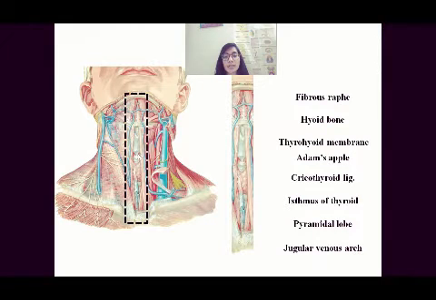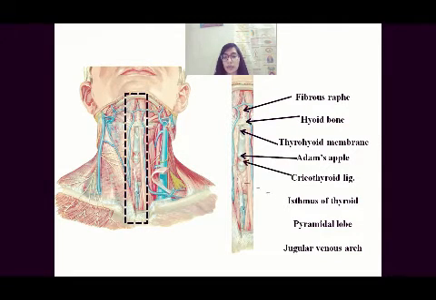Adam's apple is more increased in size during the age of puberty in males as compared to females. And this is the cricothyroid ligament, this is the isthmus of the thyroid. And this is the pyramidal lobe of the thyroid, you can see here, and this is your jugular venous arch.